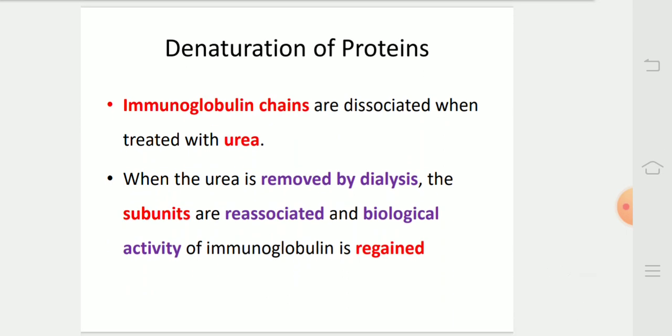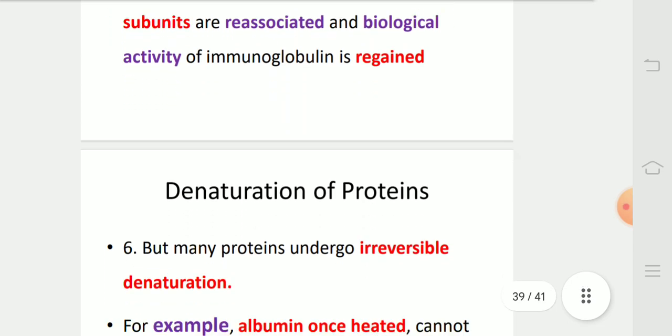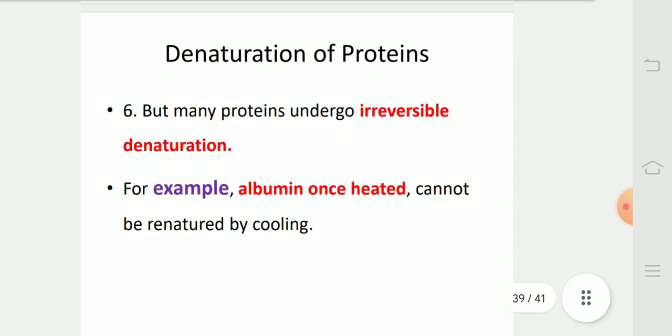Immunoglobulins are dissociated when treated with urea. When the urea is removed by dialysis, the subunits are reassociated and biological activity of immunoglobulins is regained. But many proteins undergo irreversible denaturation. For example, albumin, when heated, cannot be renatured by cooling.